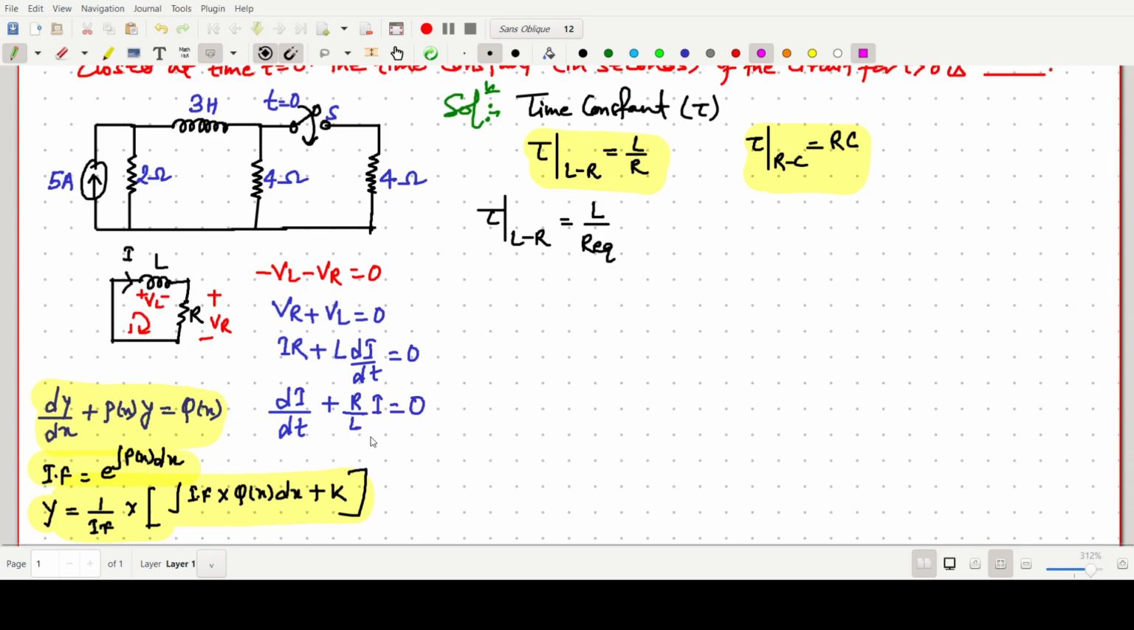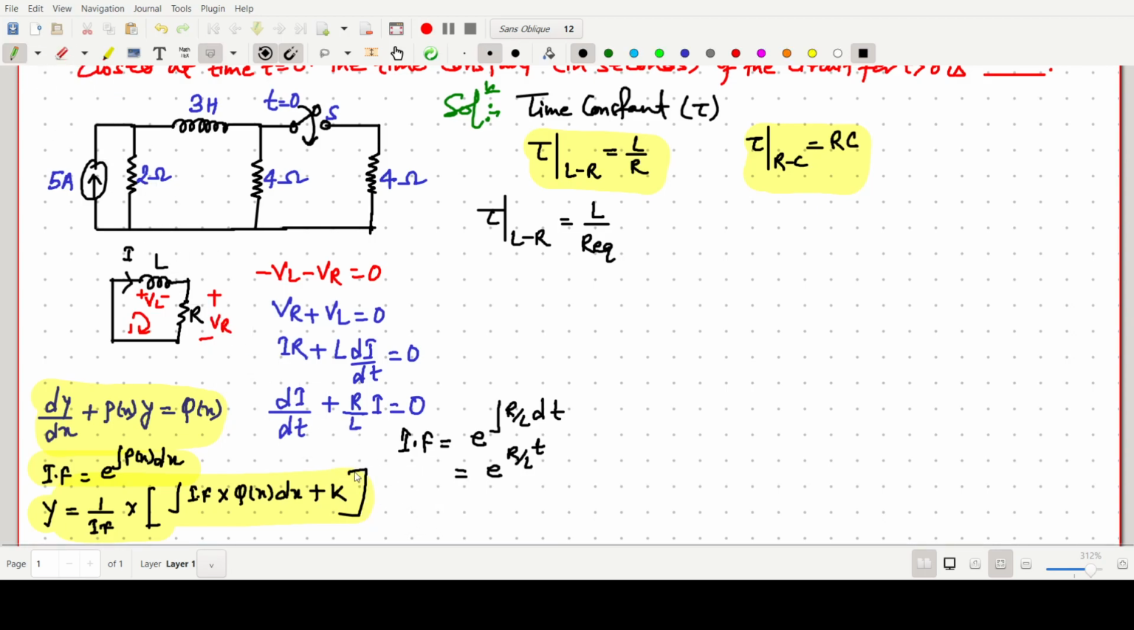So directly one can write the integrating factor as e to the power integral of R by L, dt. Instead of dx here, we have to write dt. So the integrating factor will be e to the power R by L into t, simply the integration of R by L with respect to t. Now the solution will be y.